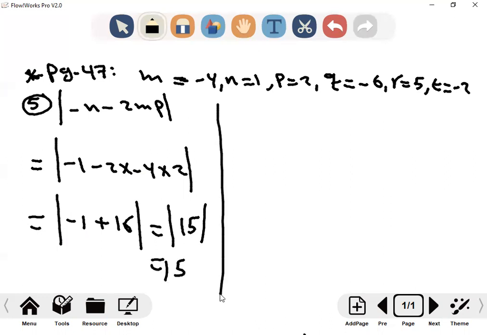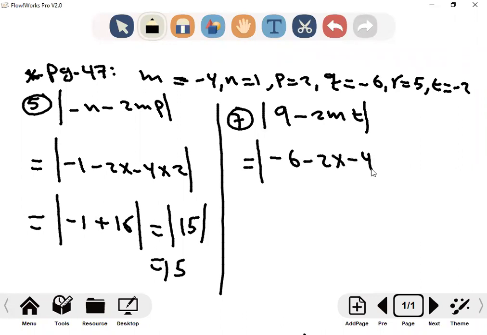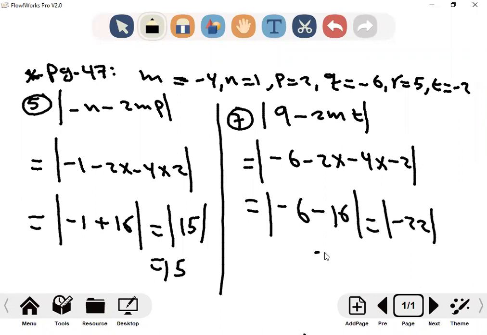Check. Question 7, absolute value of q minus 2np. This is equal to the absolute value of q, which is -6, minus 2 times n, -4, times p, -2, right? This is equal to -6 - 2, 8 minus 16, which is the absolute value of -22, which means 22, right? So the first question 5 is 15, question 7 is 22.